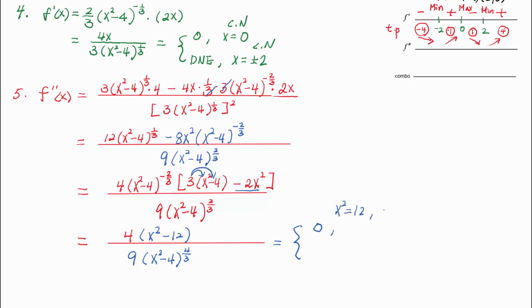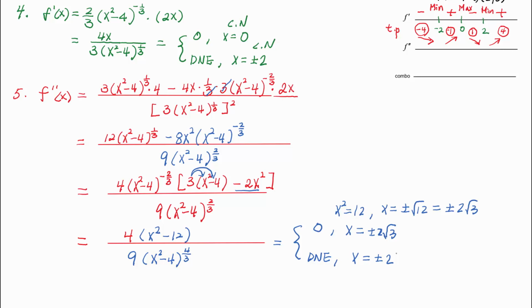X squared is 12 if x equals plus or minus the square root of 12, which is equal to plus or minus 2 radical 3. So x equals plus or minus 2 radical 3 are possible inflection points. Now, when is my f double prime undefined? My f double prime does not exist if x squared minus 4 is 0. X squared minus 4 is 0 if x equals plus or minus 2.